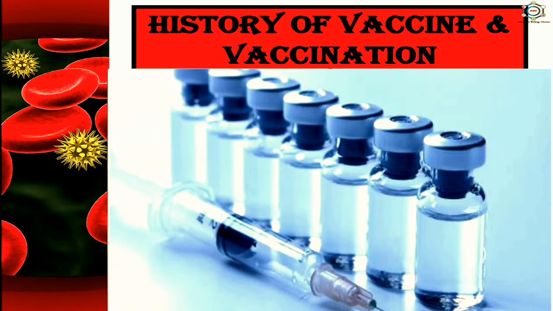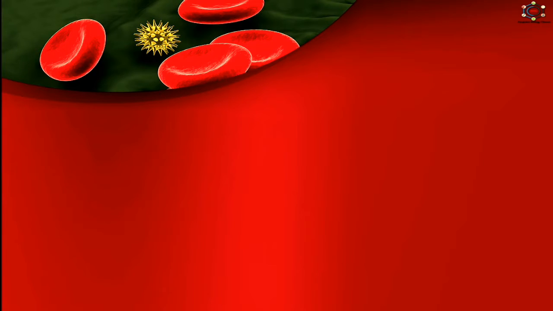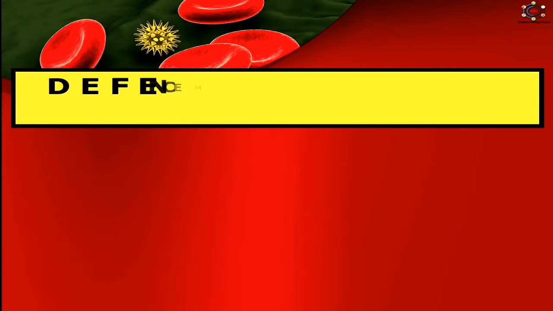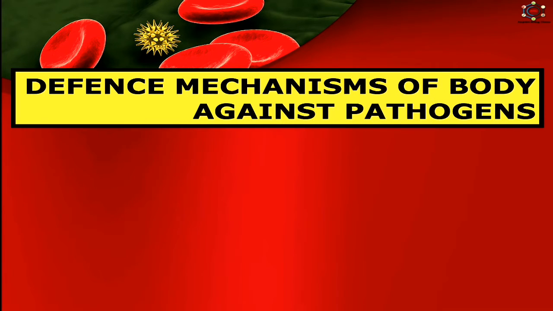Now, the defense mechanism of the body against pathogens. Organisms have evolved a variety of defense mechanisms against disease-causing viruses and organisms. These mechanisms maintain homeostasis to keep the organism alive. After death, organisms lose their defense mechanisms and are easily attacked and rapidly destroyed by microorganisms.